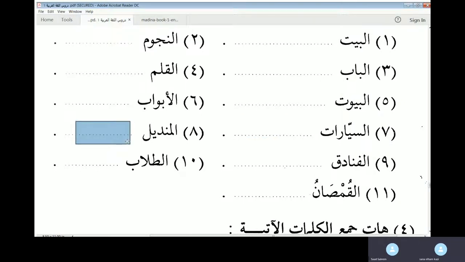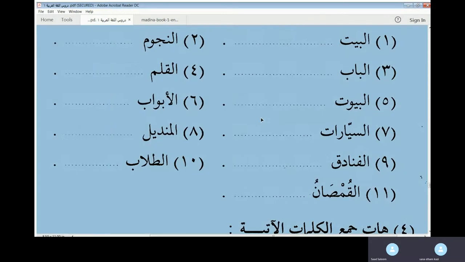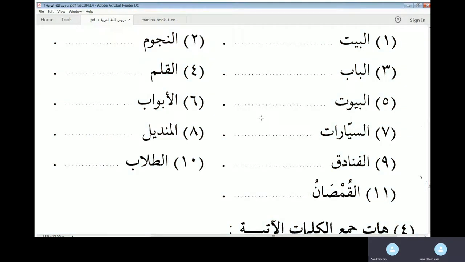Jadidatun. I didn't understand. For intelligent beings we change into plural, but for non-intelligent things we don't change. We keep it singular, feminine. So as-sayyaratu jadidatun, yes, because it is non-intelligent.